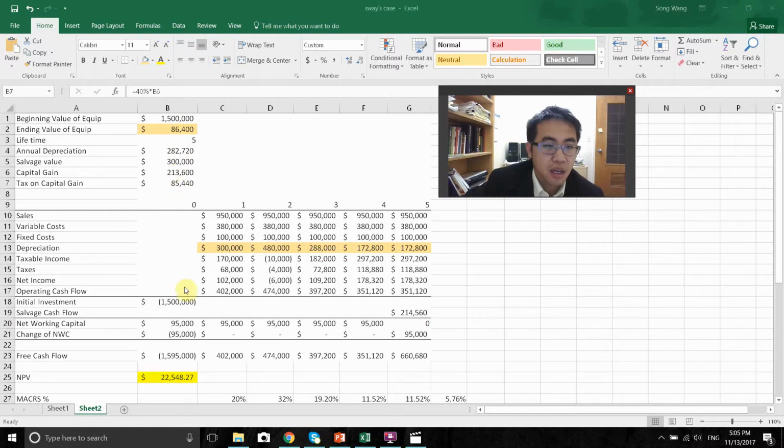Let's say the cost of equipment can increase and the sales can decrease. Just change the numbers, and that's it. So that's why I say this capital budgeting is much easier to do when you use Excel.